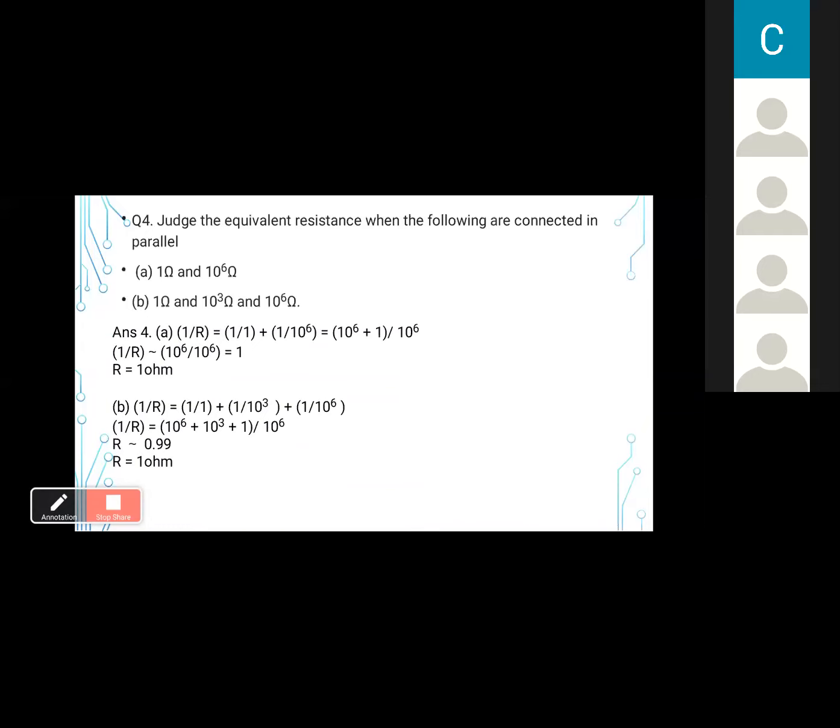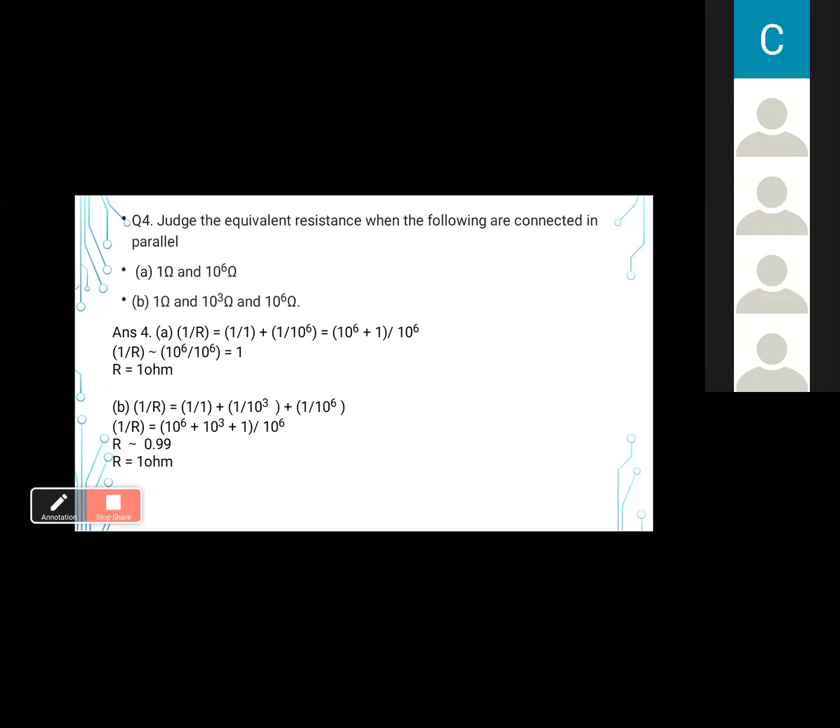Apply 1 by R equivalent. 1 by R, 1 by 1 plus 1 by 10 to the power 6. Then 10 to the power 6 will come in the numerator. 10 to the power 6 plus 1 comes out to be approximately 10 to the power 6 only. So approximately the value will be 1 ohm only.